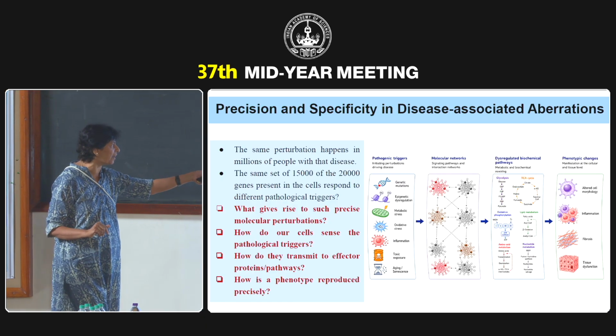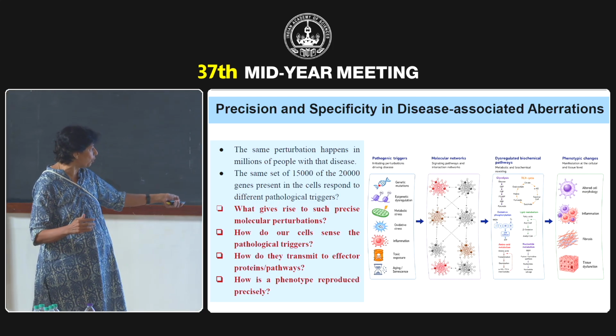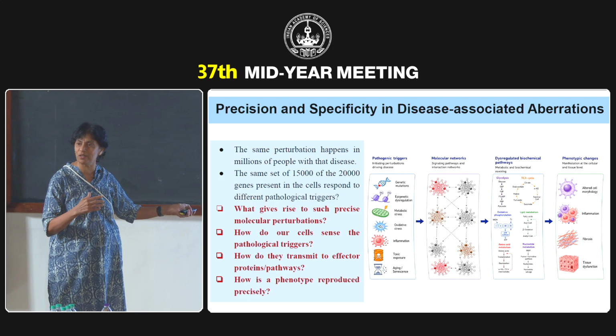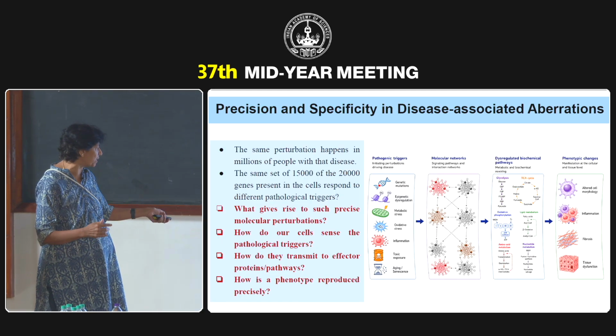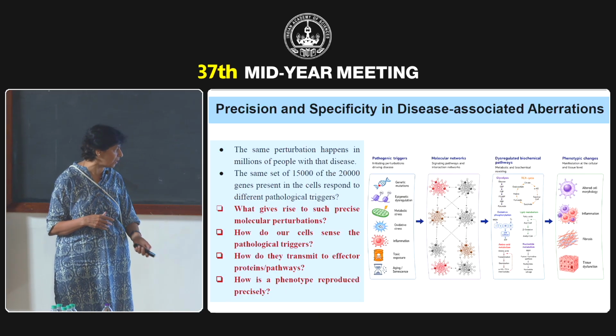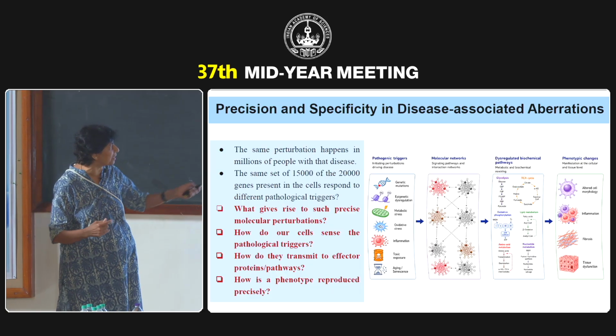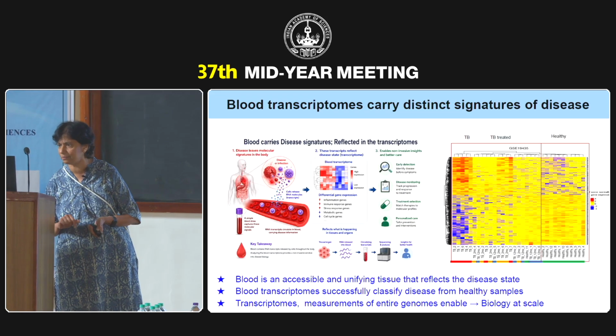So what gives rise to such precise molecular perturbations in the cell? How do our cells sense these pathological triggers and make sure that the downstream processes are so precise? How do they transmit? What is the mechanistic understanding of this? How is a phenotype produced very precisely? That's what we're trying to show in the image out there.